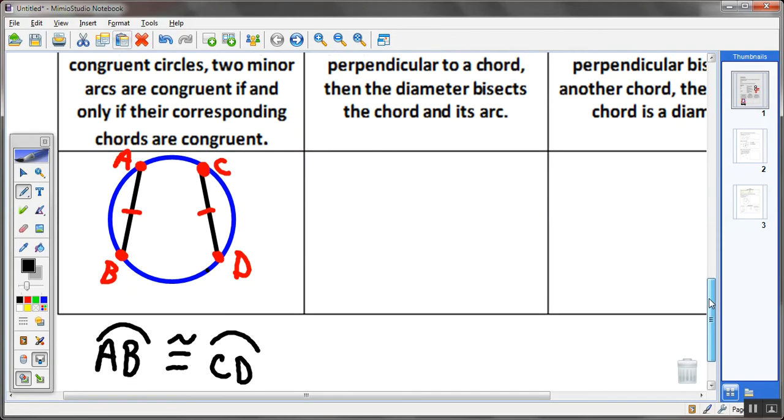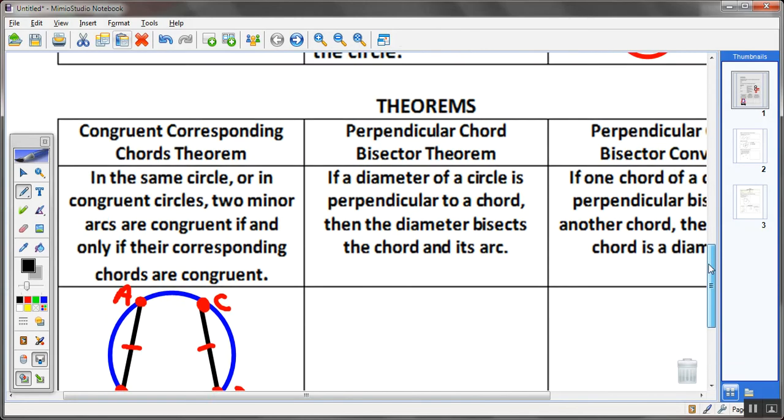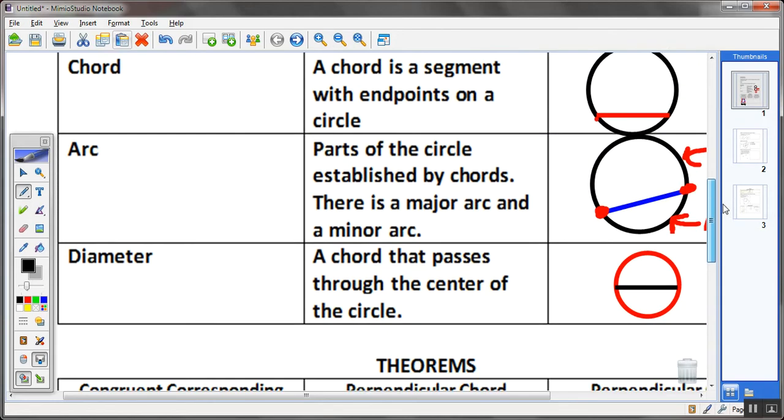Okay, so if you have two chords that are equal in a circle, what's true about the minor arcs formed from those two chords that are equal? They are equal to each other. We call that the corresponding chord congruence theorem.